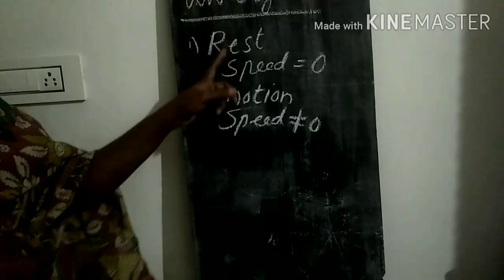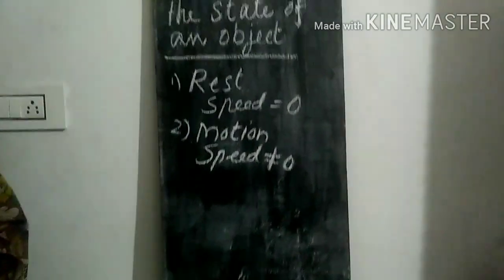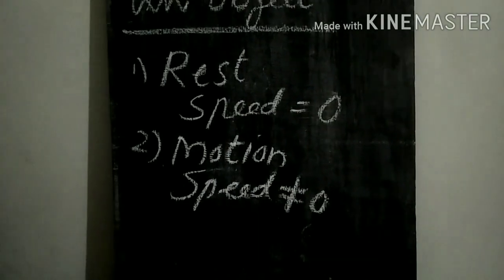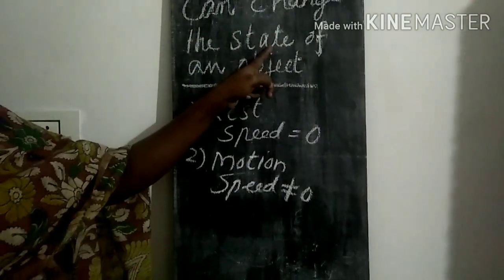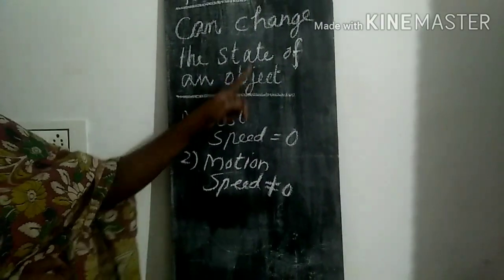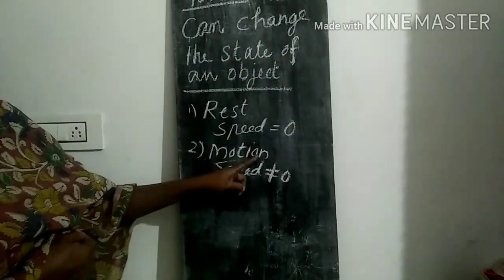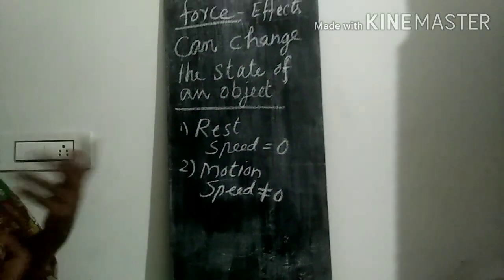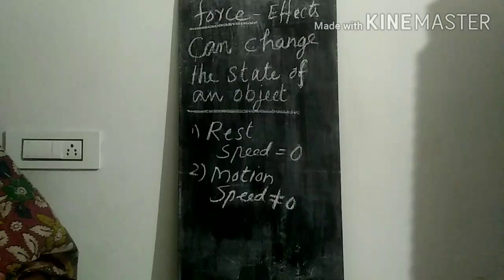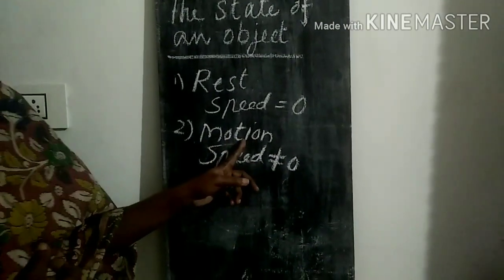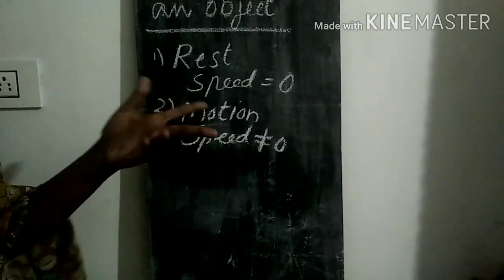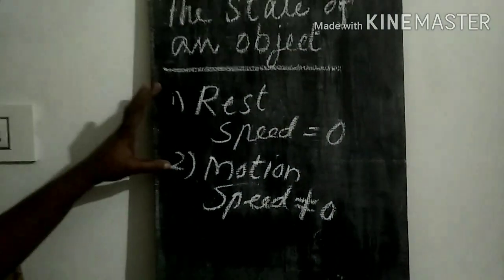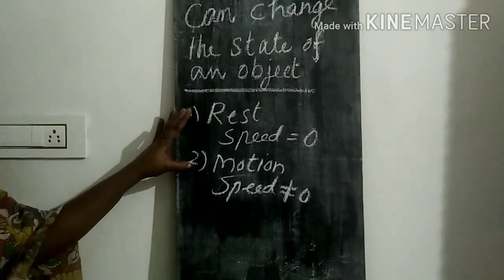These are the 2 states of an object: the object is at rest or the object is in motion. With the application of force, we can change the state. State means rest or motion. If an object is at rest, we can set that object into motion. If an object is moving, we can stop it or increase its speed. So we can change this state of an object with the application of a force.